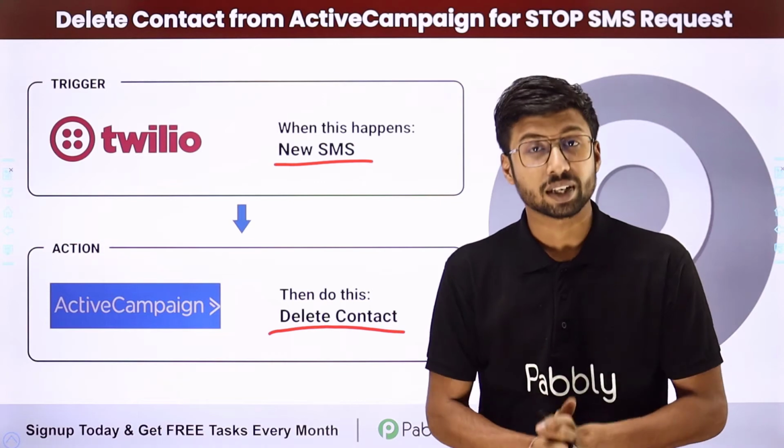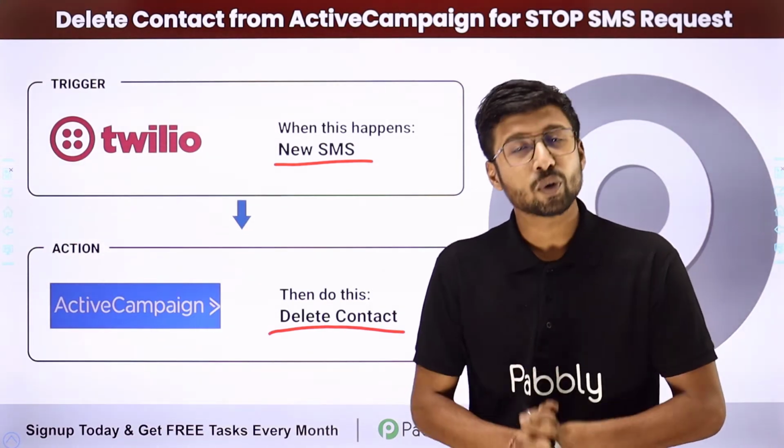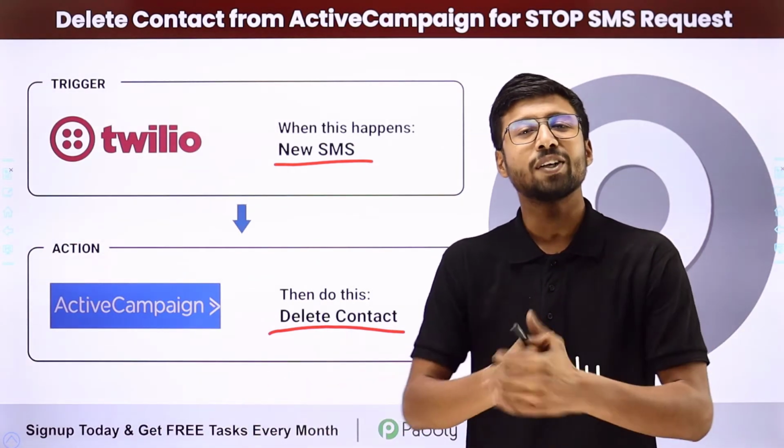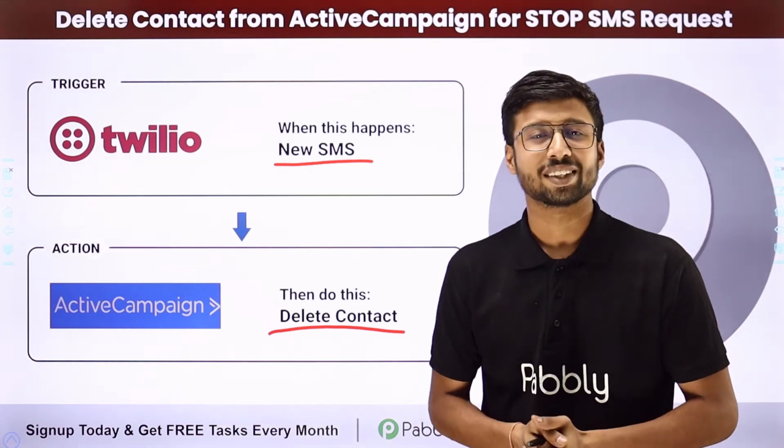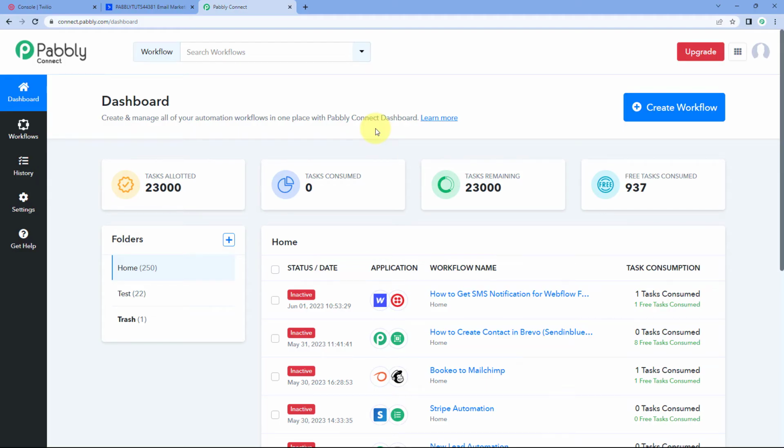Yes guys, automatically. Now if you want to know how you can set up this kind of automation, you just have to come with me to my screen. So as you can see, here we are on Pabbly Connect's dashboard. To reach this dashboard, you will get a free sign-up link of Pabbly Connect in the description box below. By clicking on that link, you can create your free Pabbly Connect account in just 2 minutes.